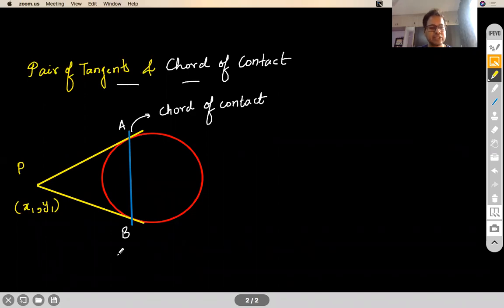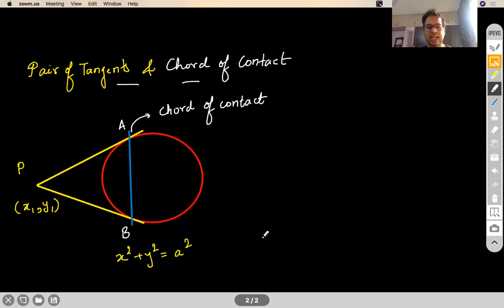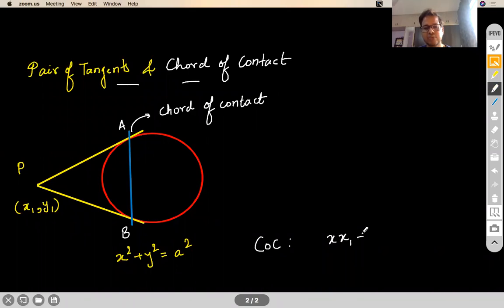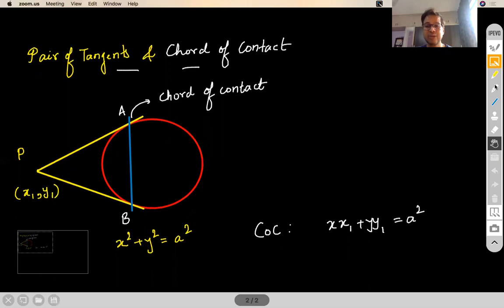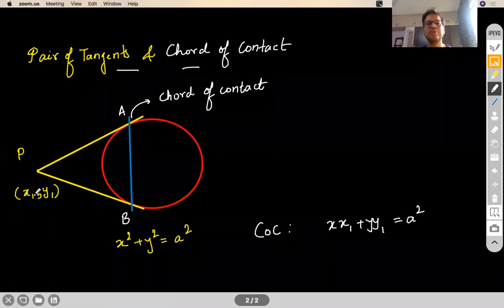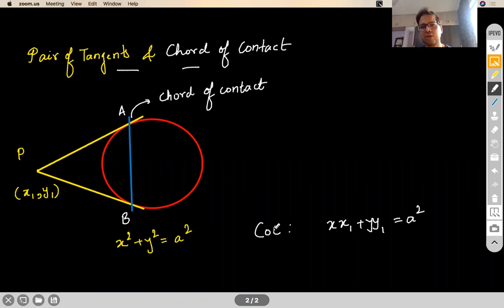We had also discussed that if the equation of this circle is x square plus y square is equal to a square, then the chord of contact equation becomes x x1 plus y y1 equal to a square. Very much similar to that of the tangent equation, but the only difference is it would have been a tangent had x1, y1 were on the circle. But x1, y1 is not on the circle.